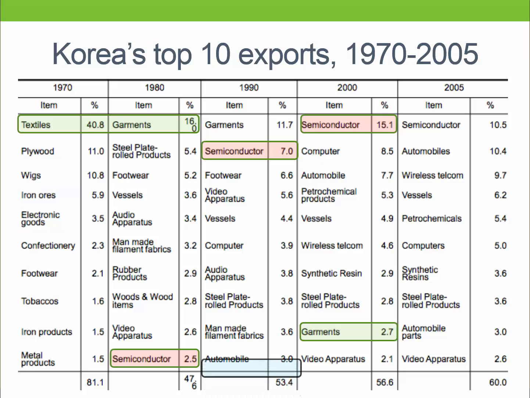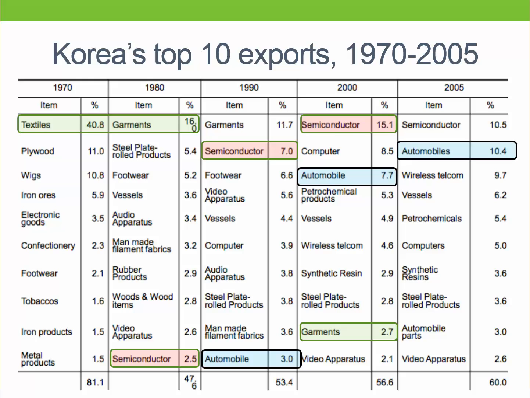Check this out. Automobiles in the 1990s were the number 10 sector in Korean exports. By the 2000s, automobiles are up to 7.7, and by 2005, they rank number 2, just behind semiconductors. And so we can see how Korea developed from very low level, low tech manufacturing to high tech, very capital intensive manufacturing.